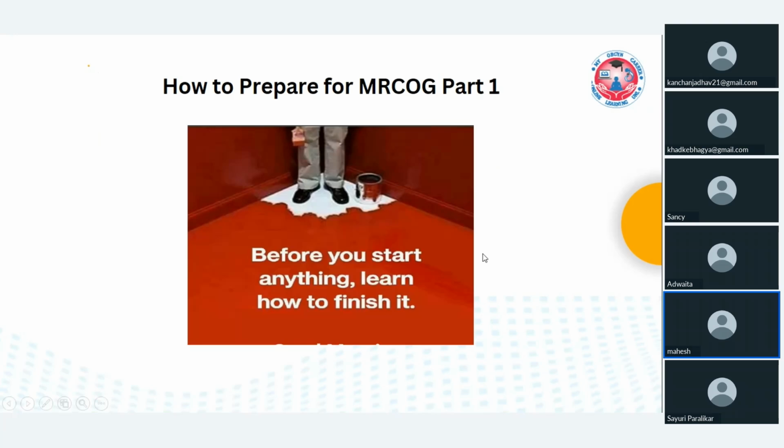So when you start preparing for part 1 of the MRCOG examination, you should look carefully at this figure and what is written here. Before you start anything, learn how to finish it. Suppose you have started painting this room, and if you do not know how you are going to finish, your situation will be like this person who has painted but is not able to finish the end part. Because part 1 has such a vast syllabus, you need to know how to go ahead with the preparation.